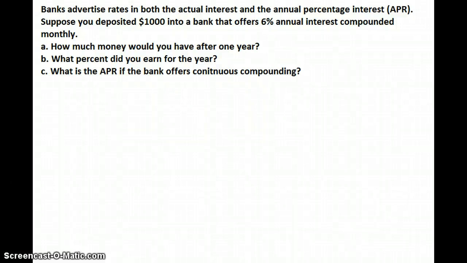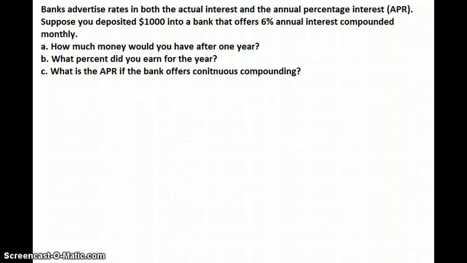Banks advertise rates in both the actual interest and the annual percentage interest, APR. Suppose you deposited $1,000 into a bank that offers 6% annual interest compounded monthly. How much money would you have after 1 year? And then there are two other questions, but I want to talk to you about that first question first. This problem is on page 644, number 918.